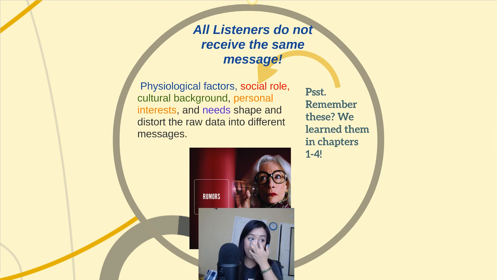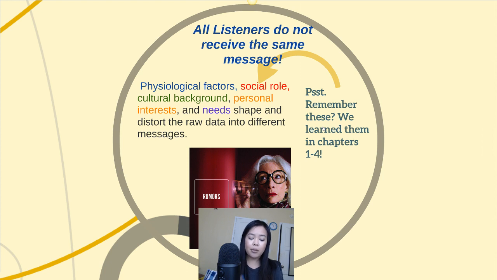And so that's because, as you can see here, I put in these colors: physiological factors, social role, cultural background, personal interests and needs, shape and distort, which means change, the raw data or the actual words that we're hearing into different messages. And if this sounds familiar, again, we learned this all in chapters 1 through 4. These are important things to remember because this is what helps us understand as communicators.